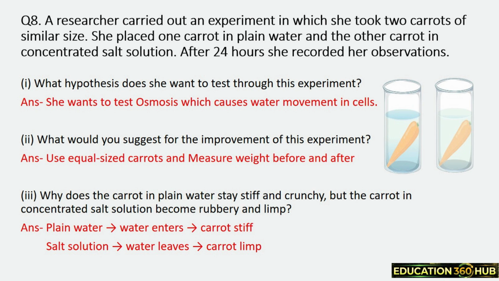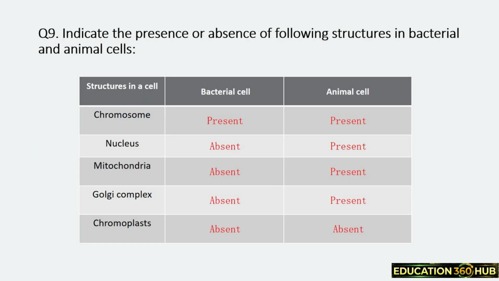Second question. What would you suggest for the improvement of this experiment? Answer: I will suggest using equal-sized carrots and measuring weight before and after. Third question. Why does the carrot in plain water stay stiff and crunchy, but the carrot in concentrated salt solution become rubbery and limp? Answer: when the carrot is placed in normal water, water enters inside the carrot and the carrot becomes stiff. But when the carrot is placed in salt solution, water gets pulled out from the carrot and the carrot becomes limp.